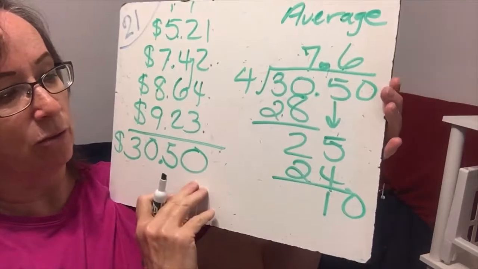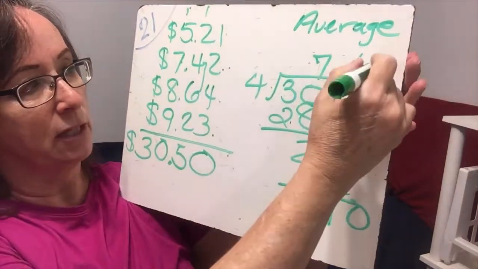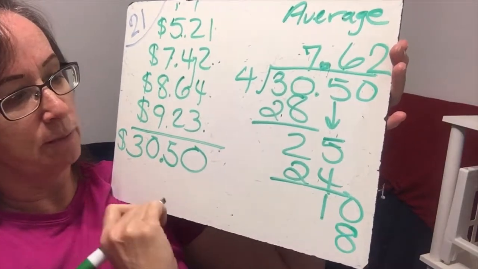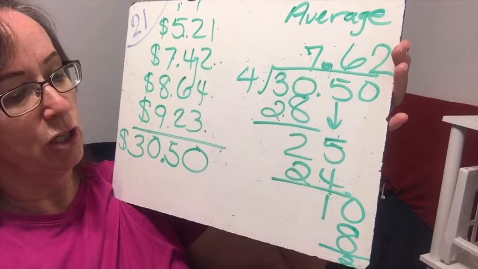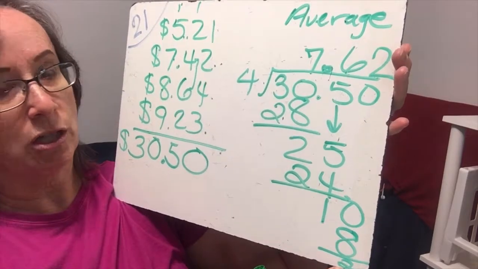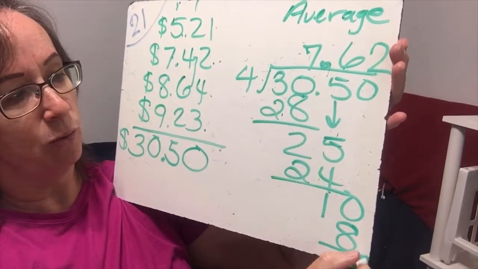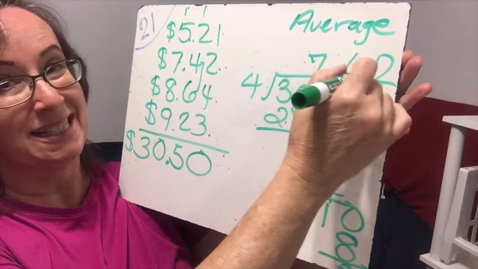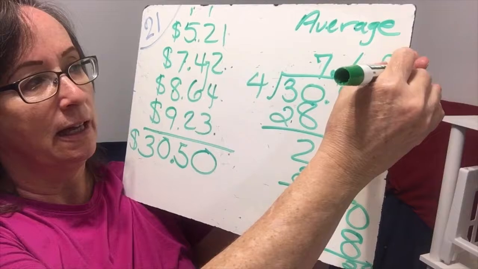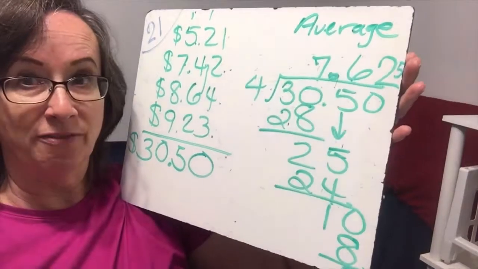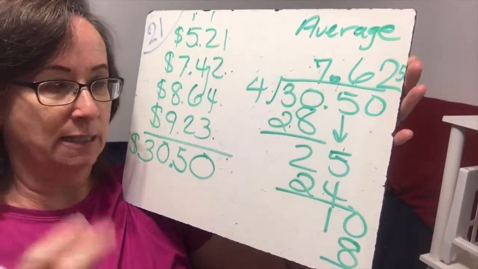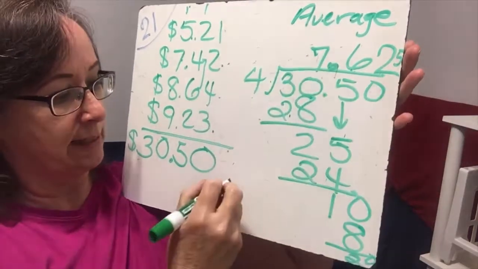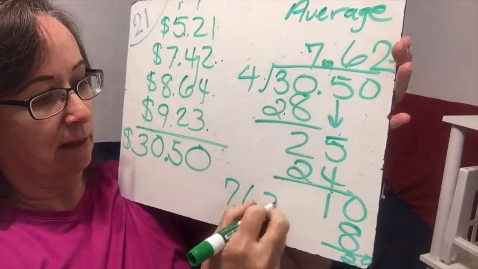4 goes into 10, and that's going to be 2 times 4 is 8, and we would have 2. When we brought it down to 20, we would end up going in 5 times, so we would have 7.625. And since we round off money to 2 decimal places, we're going to round the 2 up to be $7.63.